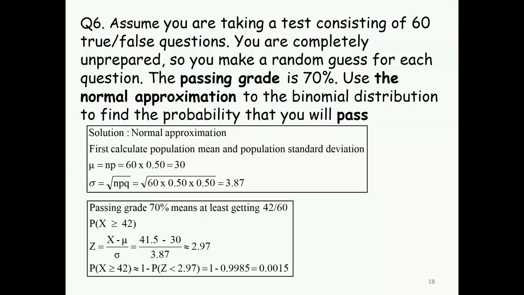Continuity correction. The question is binomial and we are using the normal approximation, so the continuity correction applies. If it is greater than or equal to 42, it has to be 41.5. The rest we already calculated: 30 and 3.87. The question is asking greater or equal, and I calculated it.